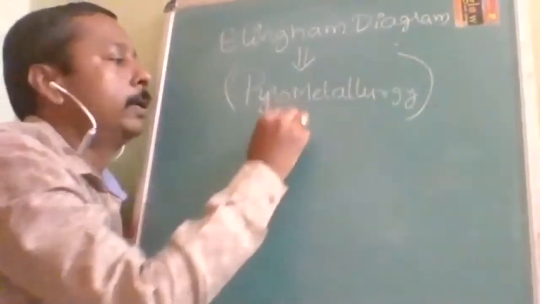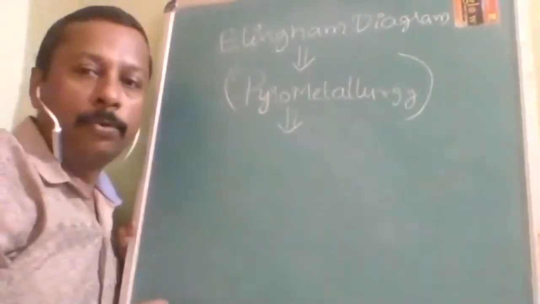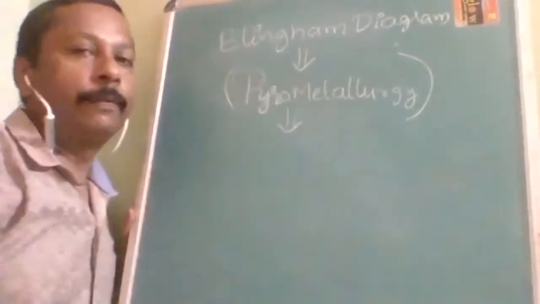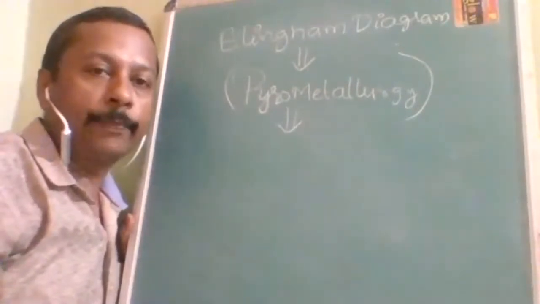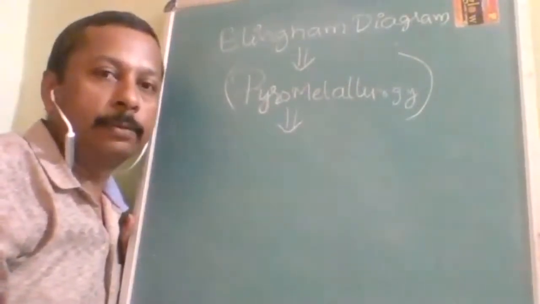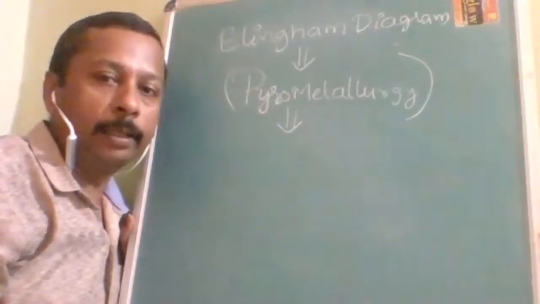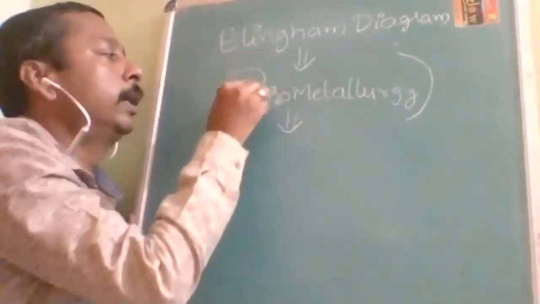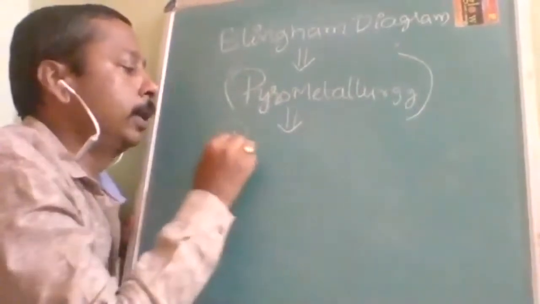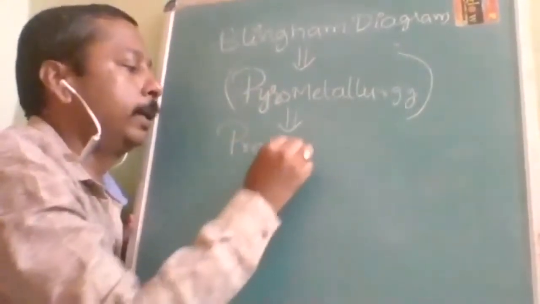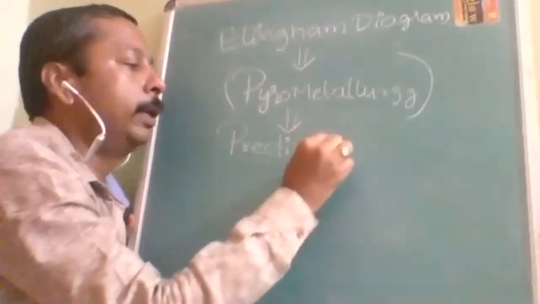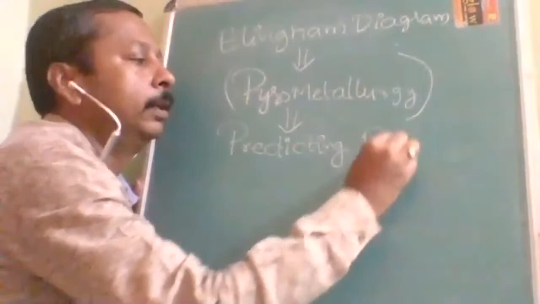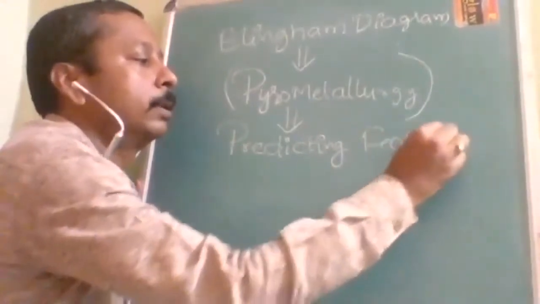And what is the advantage? Before doing the reaction, we can identify what conditions are required. This is a theoretical concept which is applied practically. Without doing anything, we can understand from this. It is called predicting the feasibility of a reaction, whether a reaction occurs or not.